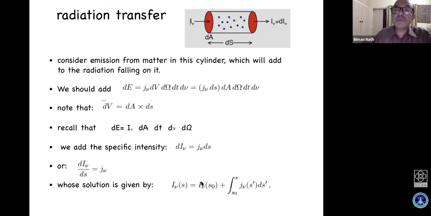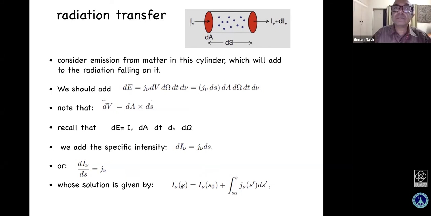dI_ν/ds along the ray is equal to j_ν, which I can integrate. So suppose I call this s naught, and then from s naught to s, I'll have to just integrate this j_ν, and s prime is a dummy variable along this line of sight. I have to basically integrate from this point to this point, which is s naught to s, and then I'll get the specific intensity as it is coming out of the cylinder, and this is the specific intensity as it is falling on the cylinder, right? This is the addition. Is that clear up till this point? Please let me know.